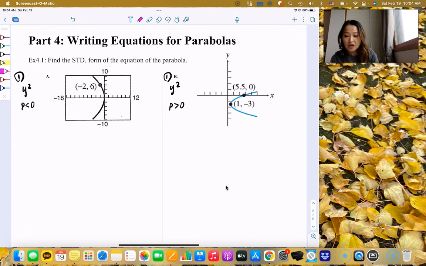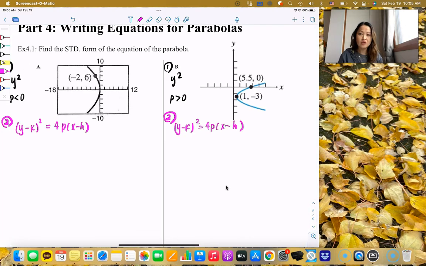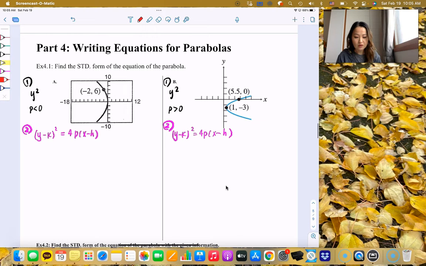Another thing you should do is to write the standard form down. I'm going to write the standard form, as you should as well. Why not? So if it's a y squared, we do that first: y minus k squared equals 4p times x minus h. Same thing here: y minus k squared equals 4p times x minus h. Why not do this first so that it guides you? All right, we've done that already.